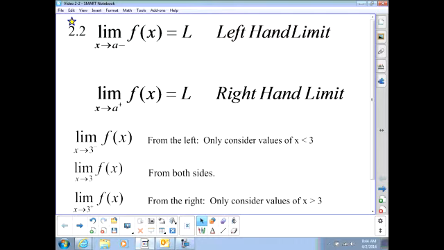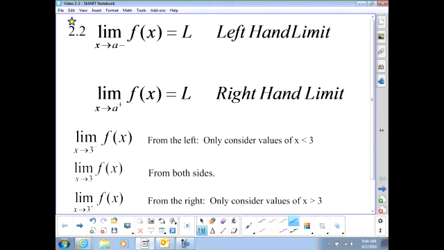So for example, a left-hand limit looks at the x values as they approach some number from the left and sees what is happening with the function. It is denoted by a negative sign after the value.